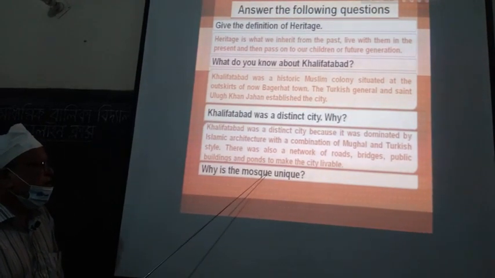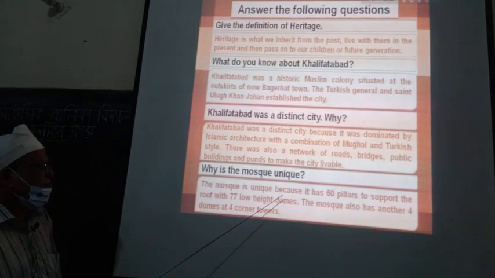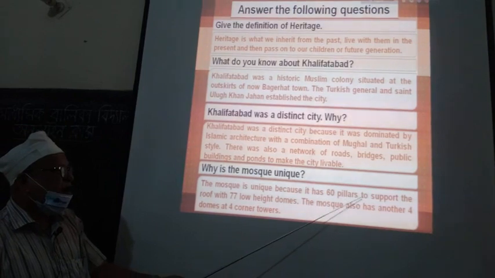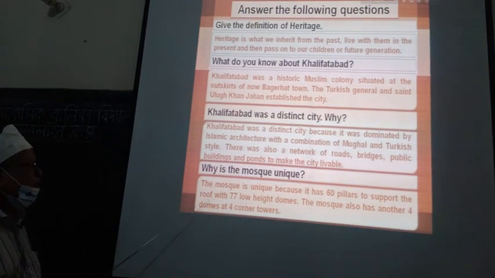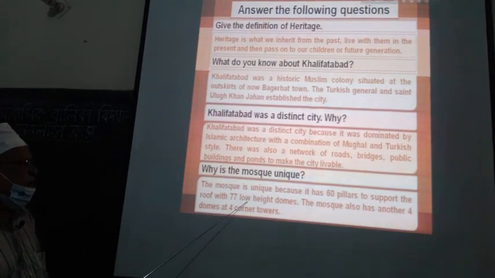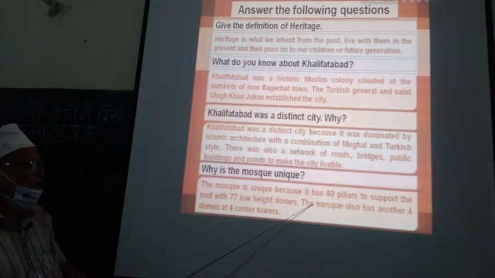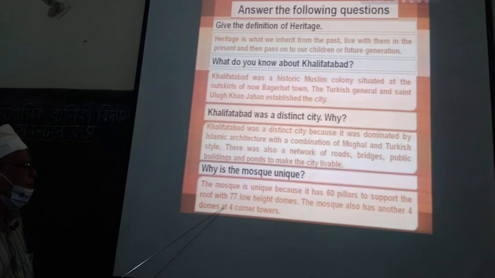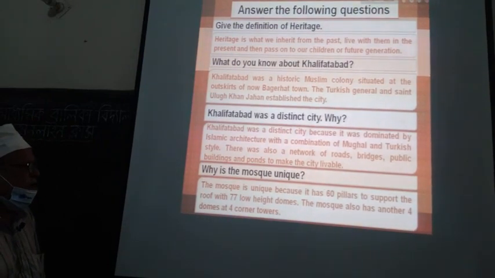Why is the mosque unique? The mosque is unique because it has 60 pillars to support the roof with 77 low height domes. The mosque also has another 4 domes at 4 corner towers.